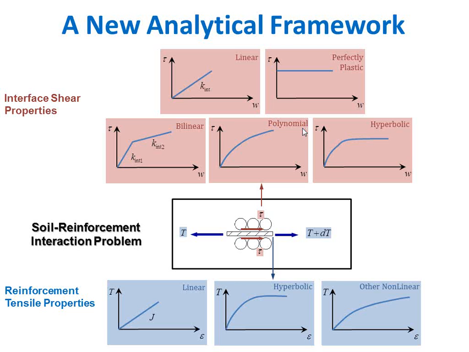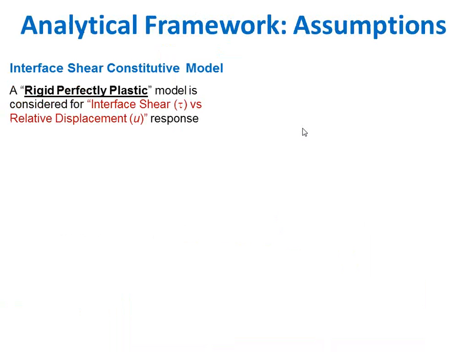To make it as simple as possible, for the characteristics of the interface shear we're going to assume that it is rigid, perfectly plastic. And for our tensile properties, we're going to consider that this is linear. Again, I'm not claiming that this is true. I'm making it upfront: these are hypotheses. We will be able to check if these hypotheses are acceptable. Not accurate, acceptable. So if we make our interface shear rigid, perfectly plastic, essentially we're dealing with this problem.